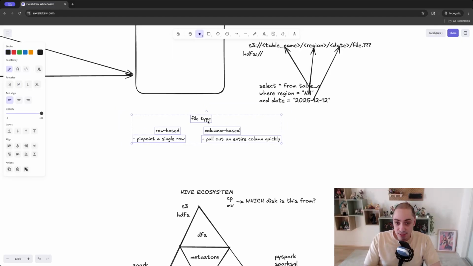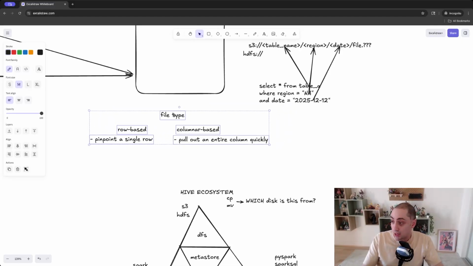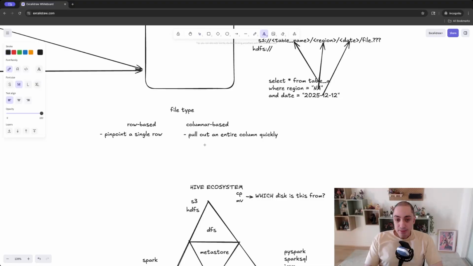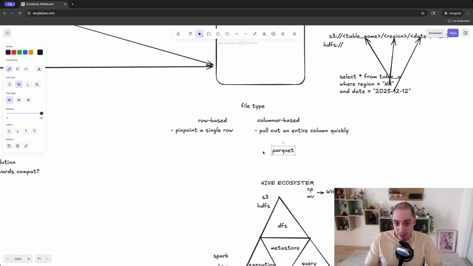In a distributed file system where your whole job is to do querying of aggregates, like you're going to do sums and other things like that, you don't want a row-based system. You want a columnar-based system. And for that, the king is obviously Parquet as the file format. So that's a columnar-based one. CSV is a row-based system.